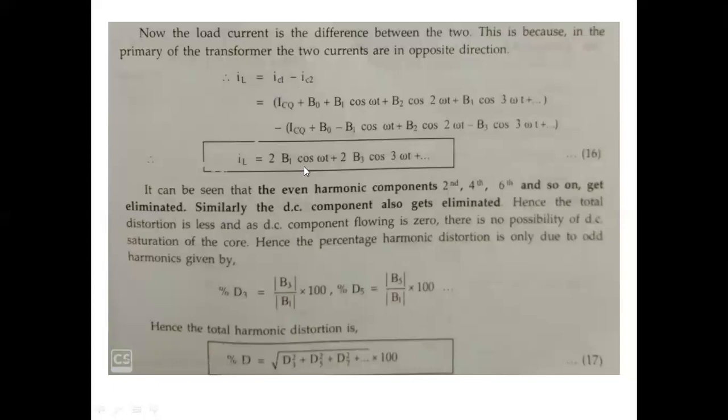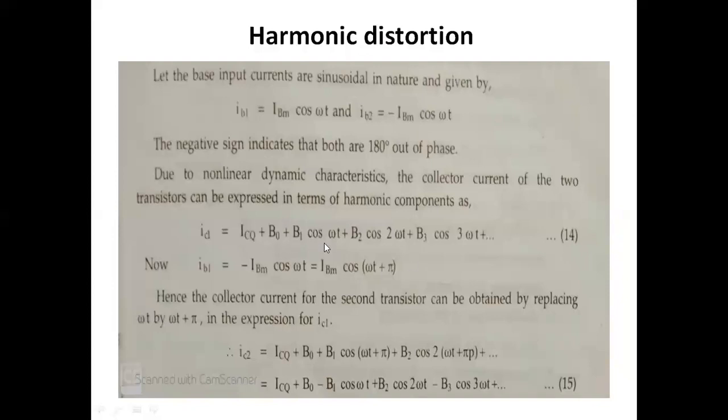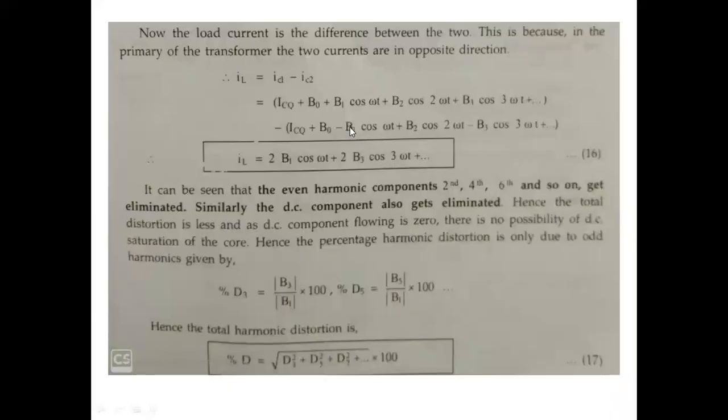So what is IC1 here? IC1 is this expression, ICQ + B0 + B1 cos omega t + B2 cos 2 omega t, and so on. Minus what is IC2? ICQ + B0 minus B1 cos omega t + B2 cos 2 omega t, and so on. If you simplify the equation, then we have ICQ minus ICQ, so these two terms cancel. B0, B0 cancel. And B1 cos omega t minus of minus B1 cos omega t becomes 2 B1 cos omega t. And these two terms cancel. Next, B3 cos 3 omega t minus of minus B3 cos 3 omega t is plus 2 B3 cos 3 omega t, and so on.